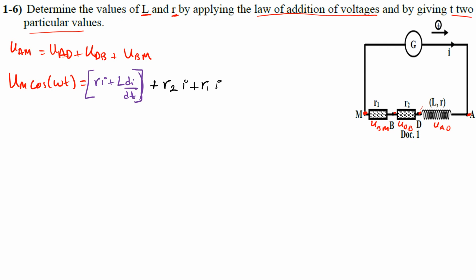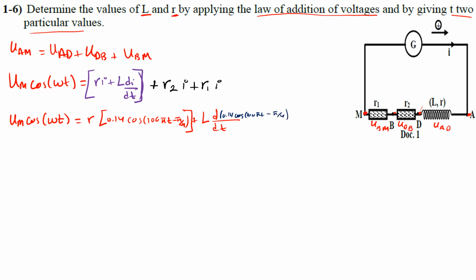I will rewrite the formula now with one modification only. I will say this is UM cosine omega t equals R i, where R is an unknown and I we found as 0.14 cosine of 100 pi t minus pi over 4, plus L, which is also an unknown, d by dt of I, and I, as we said, has a value which is 0.14 cosine of 100 pi t minus pi over 4. We close the bracket again.